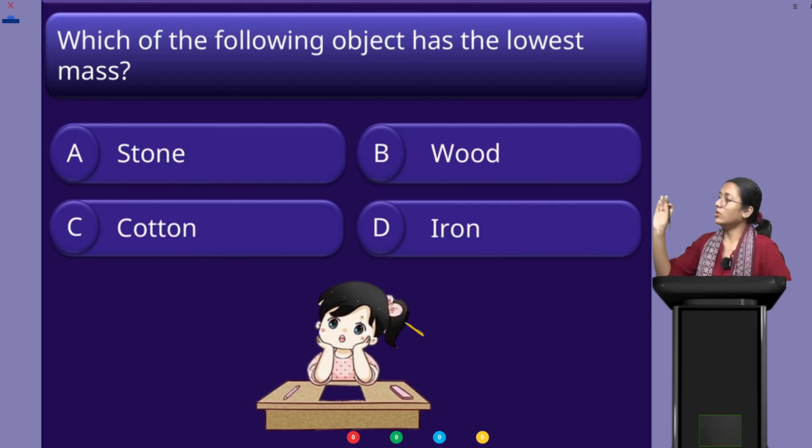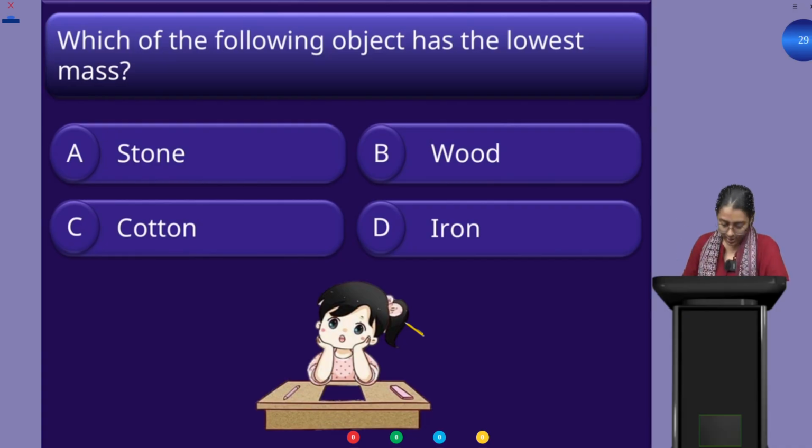Next question is, which of the following objects has the lowest mass? See, there is one simple trick. The more heavy the object is, the more mass it will have. The lighter the object is, the less mass it will have. That means more heavy, more mass; less heavy or lighter, less mass. Clear? So which of the following objects has the lowest mass? Option A, stone; option B, wood; option C, cotton; or option D, iron?